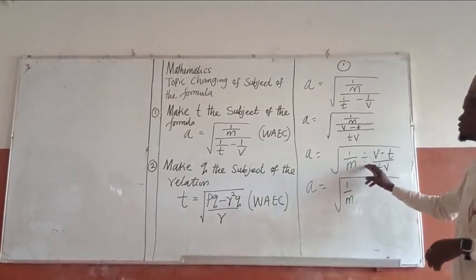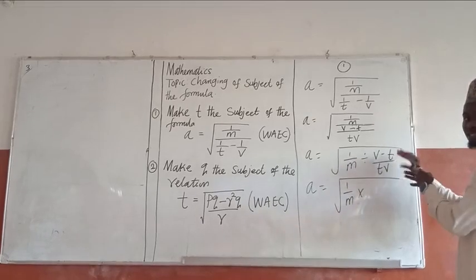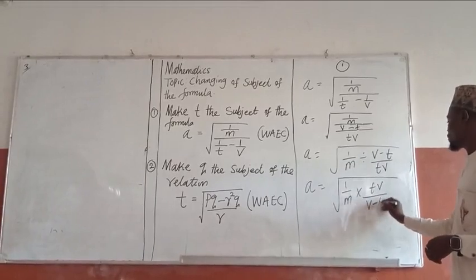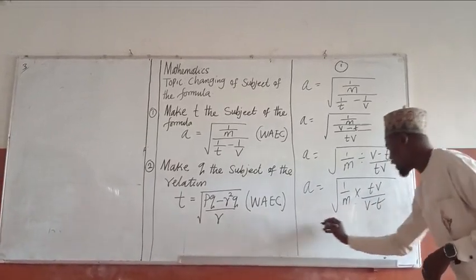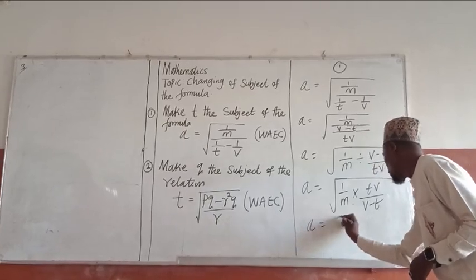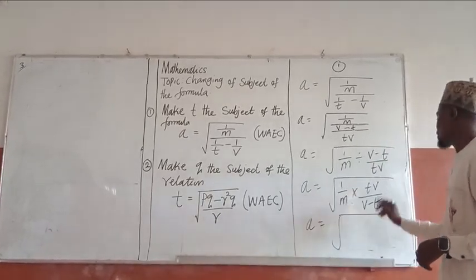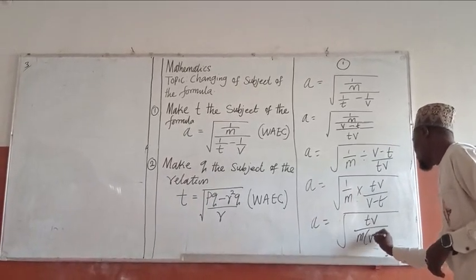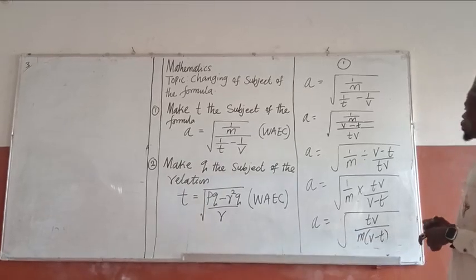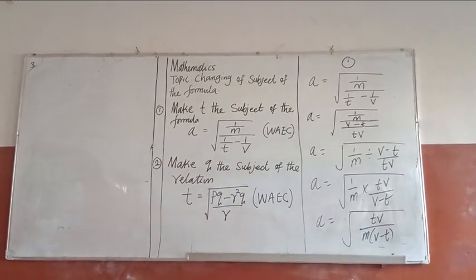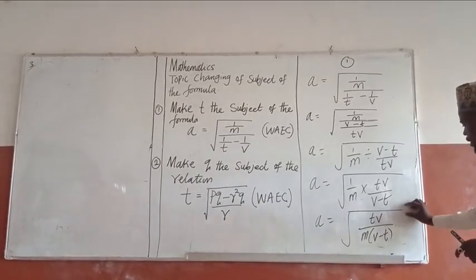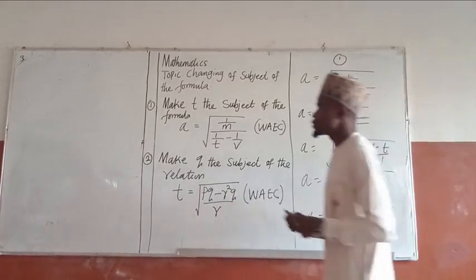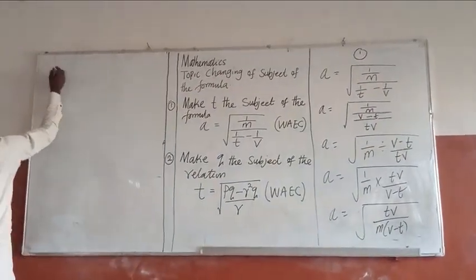I will change this division to multiplication and reciprocate the fraction, which changes to tv all over v minus t. So we now have a is equal to the square root of 1 times tv, that is tv, all over m, open bracket v minus t. Remember, we are still looking for t. The first thing you should do is to remove this square root. How can you remove the square root? By squaring both sides.